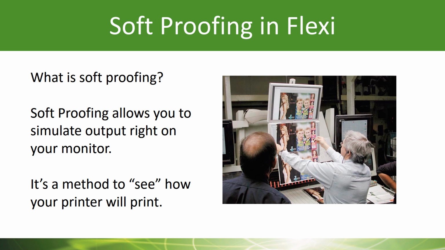If you take a look at that photo on the right-hand side there, that gentleman is actually comparing printed output with what he saw in his monitor. You should be able to do the same thing, and you can with Flexi. It's very easy, and it's called soft proofing. Soft proofing allows you to simulate output right on your monitor. It's a method to see how your printer is going to print. It's easy to do in Flexi. Let me show you how.